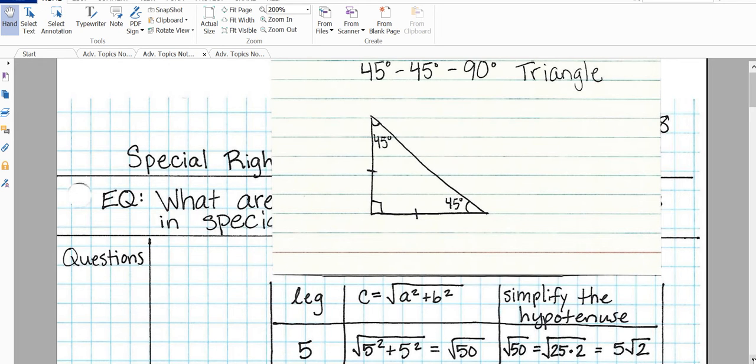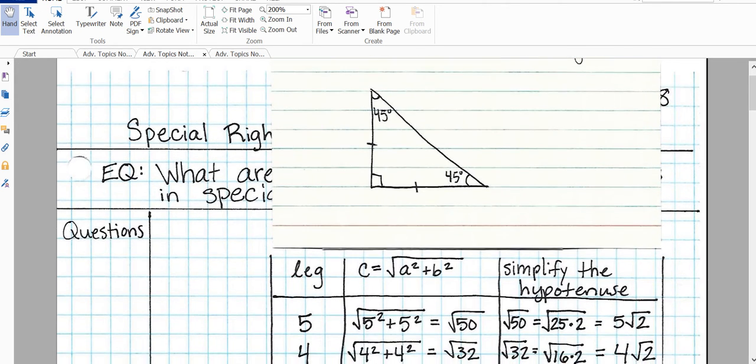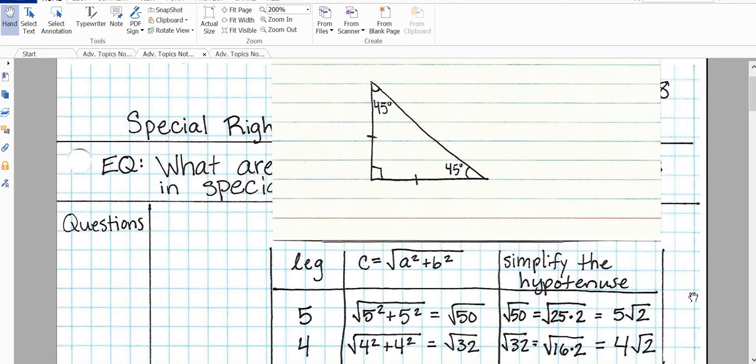Alright, and let's look at the next value in our table. So we're going to do the same thing here, with the leg being measured as 4.